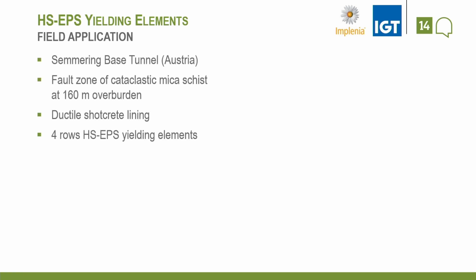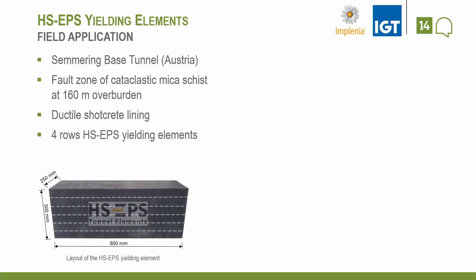The first application was at the Semmering base tunnel in Austria, which is currently under construction. The last 650 meters are missing there. Then the 27-kilometer tunnel will be finished, hopefully next year. There we hit a fault zone composed of cataclastic mica schist with just moderate overburden of 160 meter. And together with the designer, we decided to make a test section for this new type of yielding elements. We installed 4 rows of them.